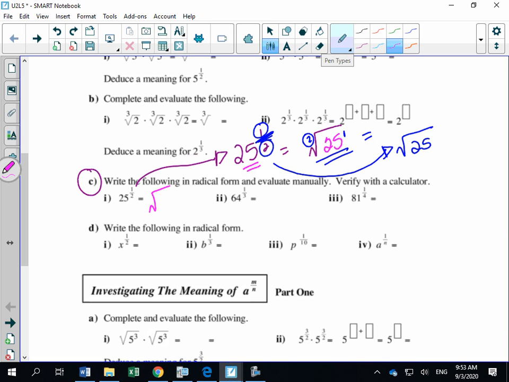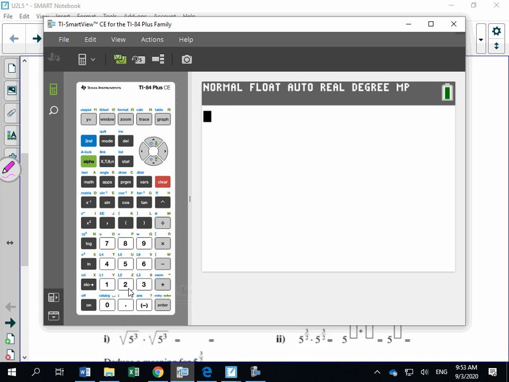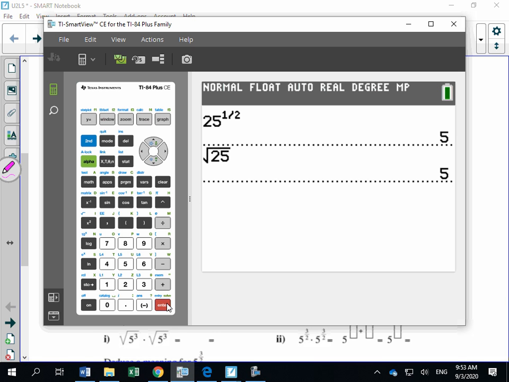So the square root of 25, and then it says evaluate, and remember evaluate is find a numerical value, so the square root of 25 is 5. I just want to show you on your calculators, you could do rational exponents. So I could do this in one of two ways. 25 to the power of 1 divided by 2 gives me 5. The square root of 25 gives me 5. Okay?